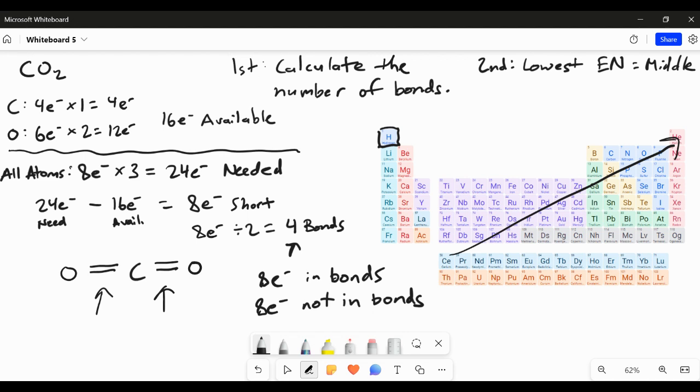So now we've used up 4 of our bonds. Okay, so we have used up all of these. As a result, carbon right here has 4 electrons on the right and 4 electrons on the left. It has met the octet rule, so it does not want any more electrons. But we still have 8 electrons that are not in bonds that need to be used. We can't just get rid of these electrons, right? So we need to put those electrons on the 2 oxygen atoms.